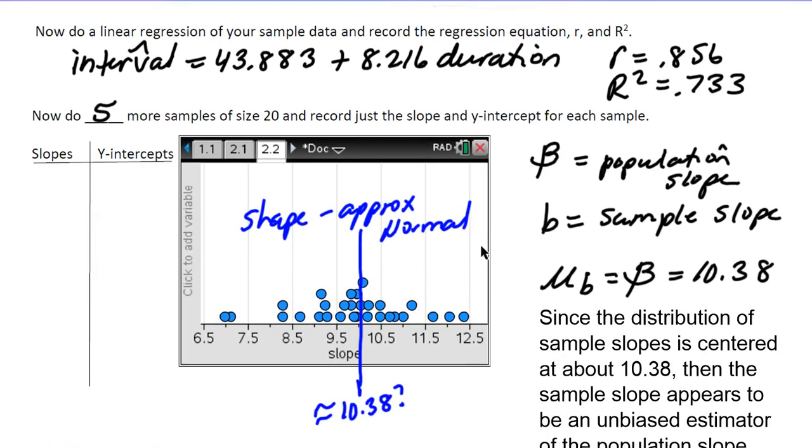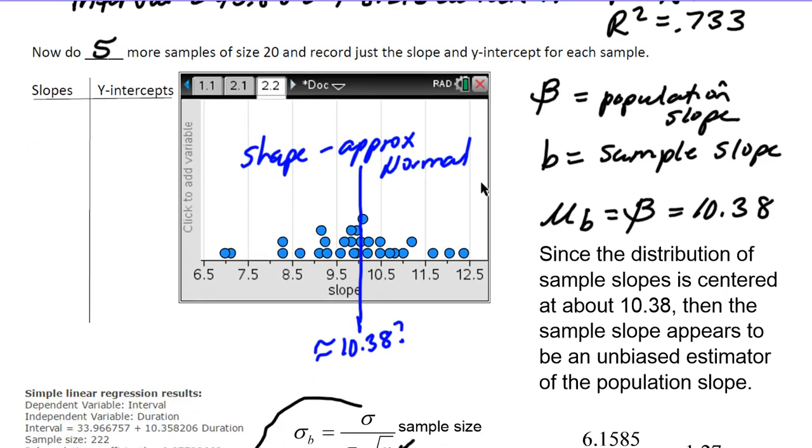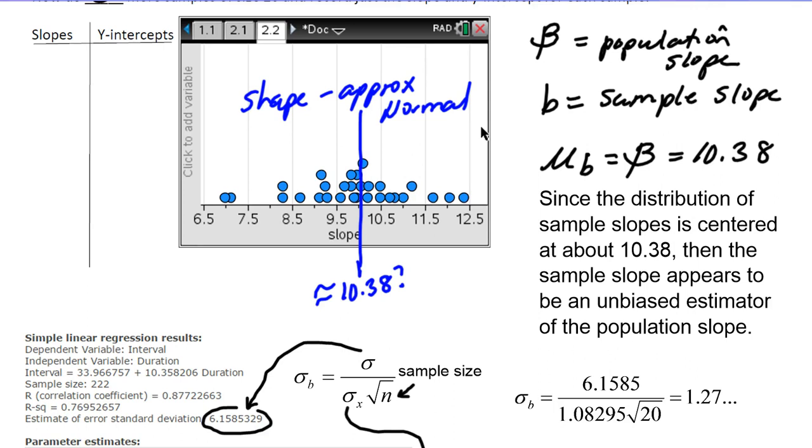Now I had everybody in the class take several random samples of size 20 using StatCrunch, find the regression equation, and record the slopes and the y-intercepts. And we collected the slopes. Didn't have time to collect the y-intercepts. It turns out the y-intercepts also would have very similar characteristics as the slopes. But we usually don't do inference for y-intercepts in AP Stats, so we'll just focus on the slopes.